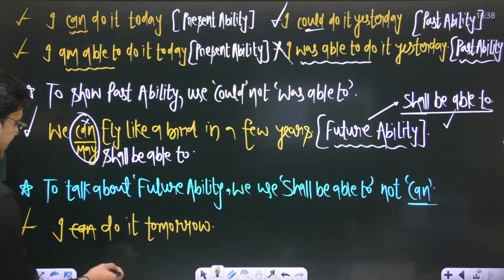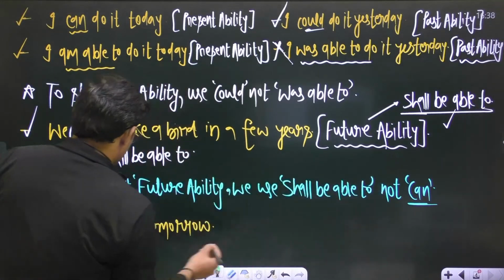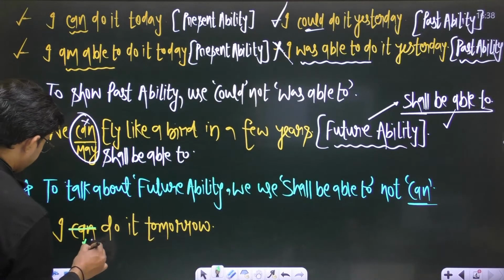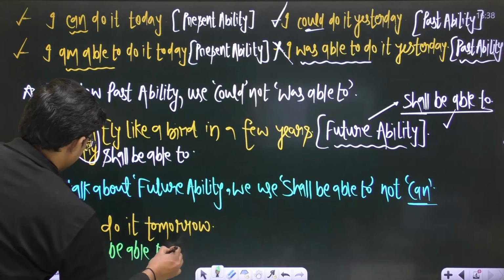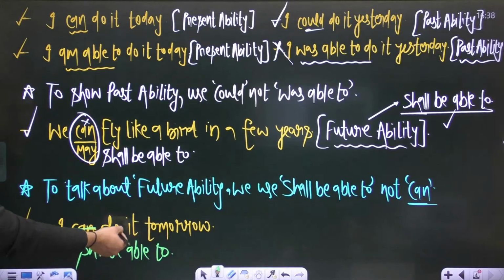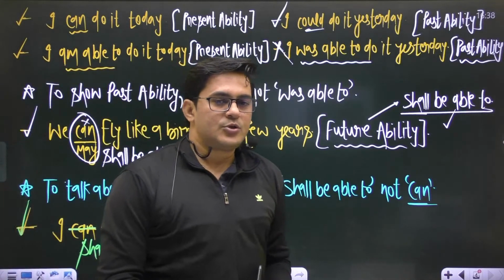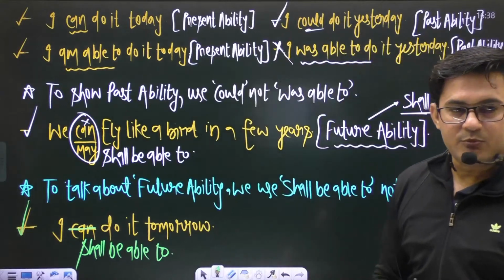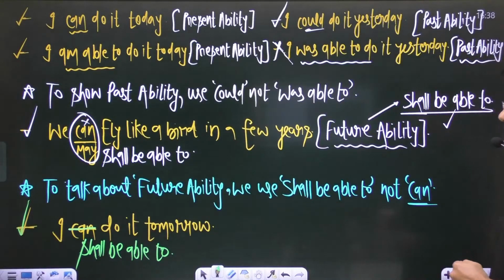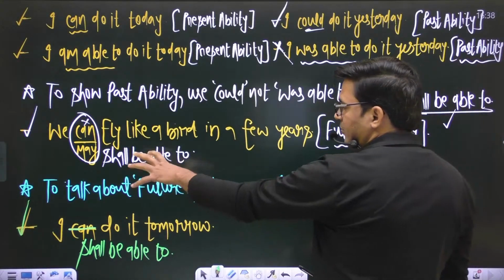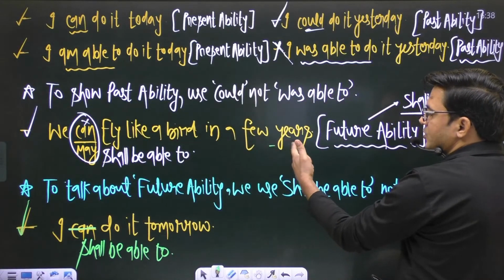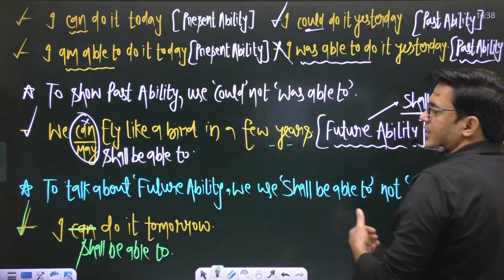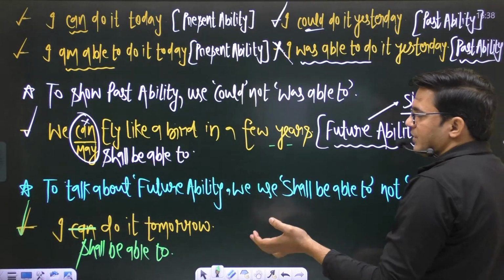Similarly, in this sentence, in place of can, shall be able to will be the right answer. The sentence will be, I shall be able to do it tomorrow. Okay, are you getting my point? Yes, this is a very important concept. We can fly like a bird in a few years. In a few years means we are talking about future ability. So to show future ability, we don't use can.